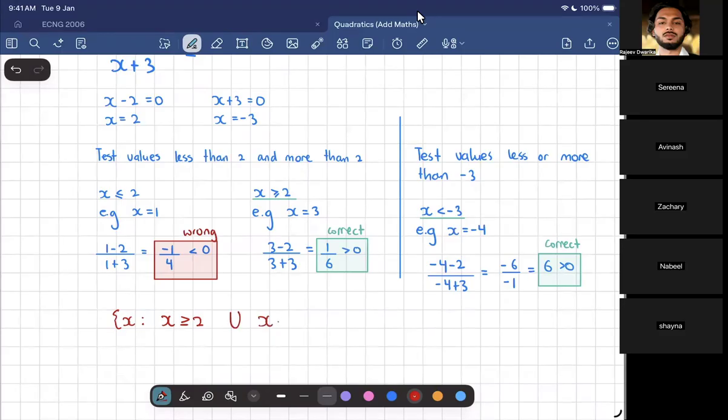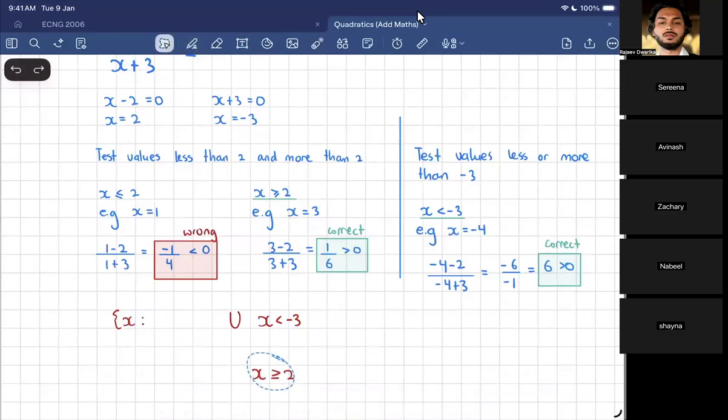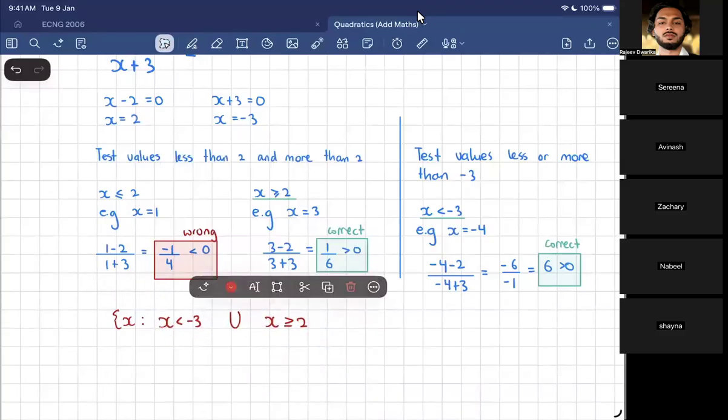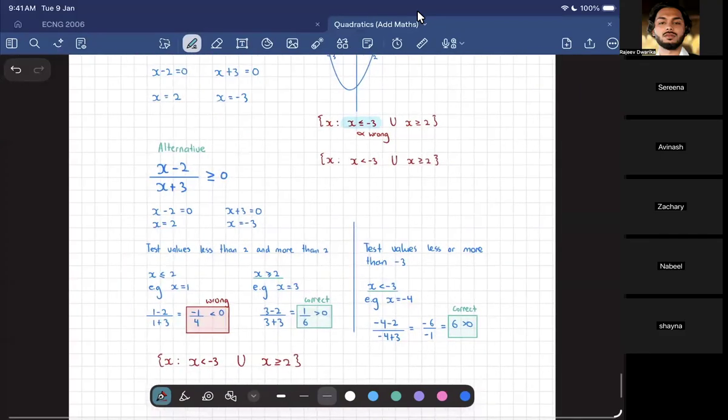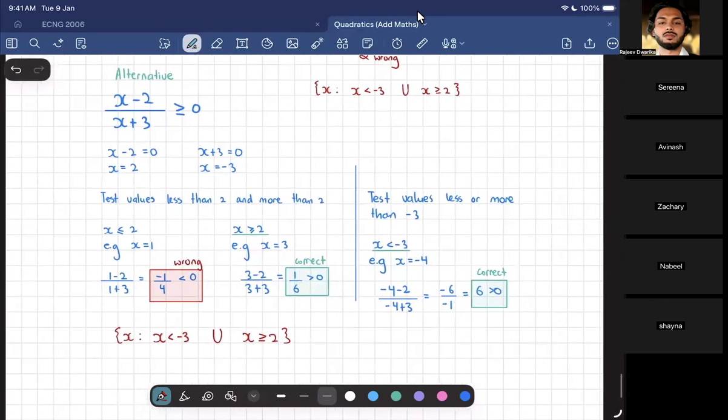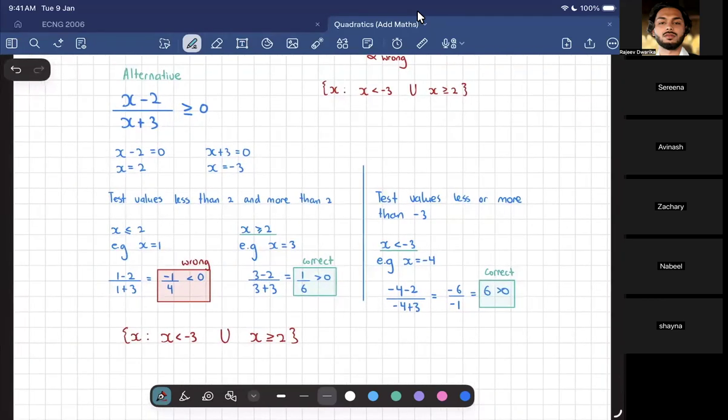X is less than -3. Right, and you typically write the smaller one first and the bigger one after. Isn't that the same answer we got previously? Yes, yep.